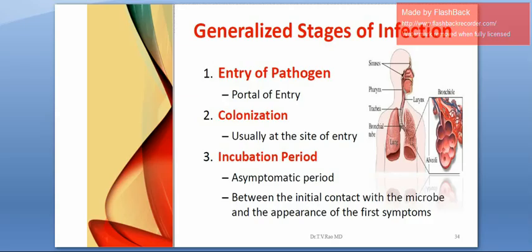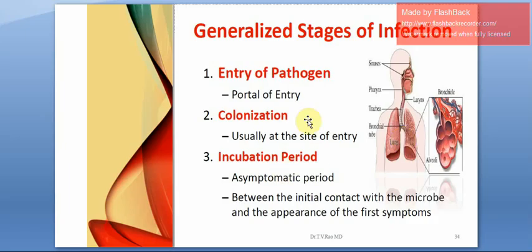So first stage is entry of pathogen. Okay, so first stage, what happens? The pathogen will enter inside the body. So there are different ways of entry of pathogens. It can be through blood, it can be through sinuses, or it can be through your droplet infection, isn't it? So that is a different way of entry of pathogen. Through any route, pathogen can enter inside your body.